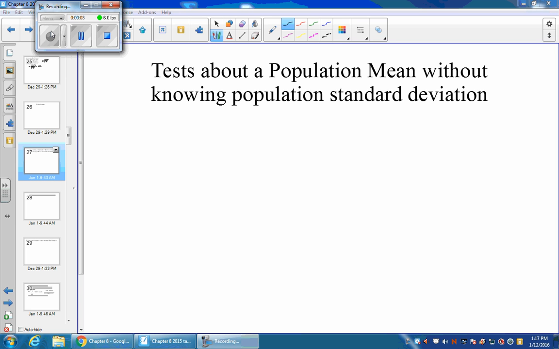Hello, welcome back. Now we're looking at what happens when we don't know the population standard deviation. Now this is really common. It's actually fairly uncommon when you do know the population standard deviation, or the sigma. So in the real world, we'll mostly do what we learned in today's lesson.